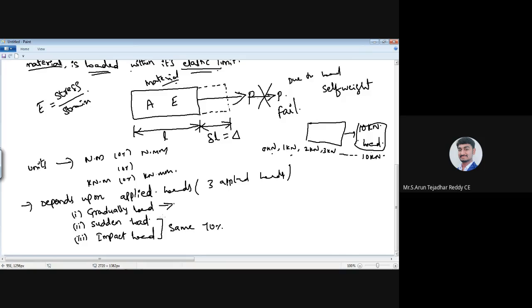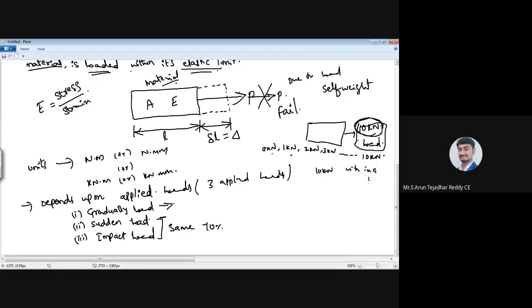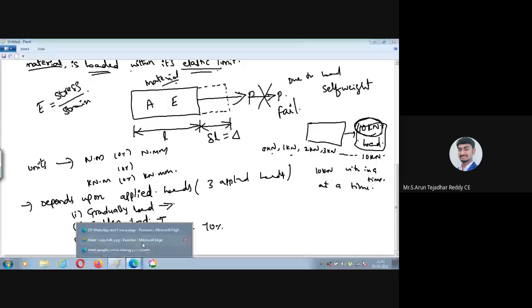And sudden load means here totally 10 kilonewton load required. So I should apply my 10 kilonewton load within a time. Within a time means at a time I can apply 10 kilonewton load within 1 minute, else within 5 seconds, 10 seconds. It means within a time I can apply my 10 kilonewton load as a sudden.